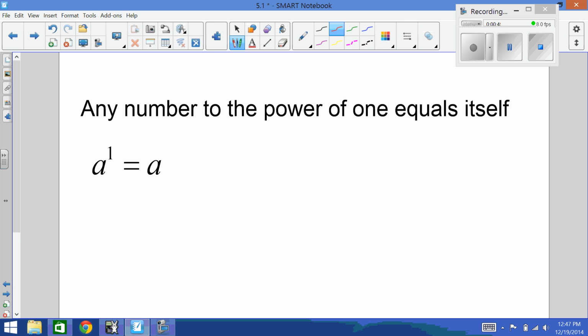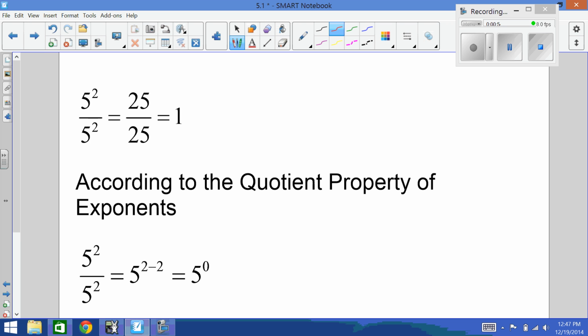So 8 to the first power is equal to 8. So anything to the first power is itself. All right, that's pretty self-explanatory.